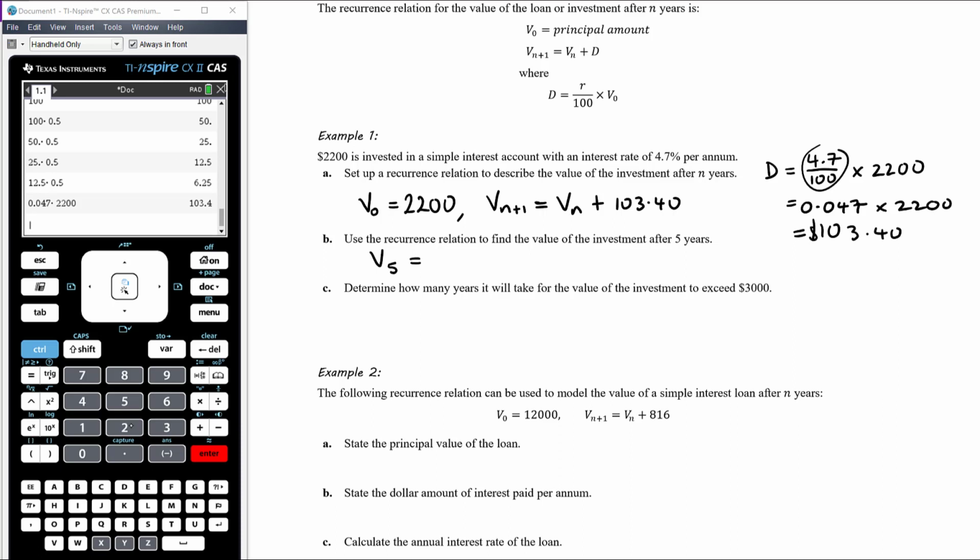Let's set up our recurrence relation in our CAS. So 2,200 is our initial value. Press enter. And then we want to add 103.4. Okay, so that's after 1 year, after 2 years, 3 years, 4 years, 5 years. Just be careful that you don't lose control of you pressing enter too fast, that you miscount. So after 5 years, the value of the investment is $2,717.